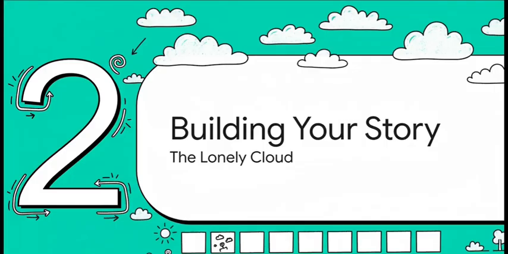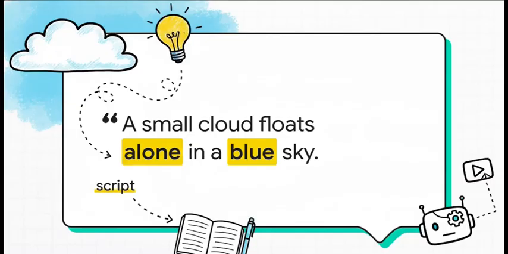Now, to make sure this all makes sense and doesn't just feel like theory, we're actually going to build a little animation together, right here and now. Let's create a story we'll call the Lonely Cloud. Every single animation, no matter how big or epic, starts with a simple idea, usually just written down in a script. For our first scene, the instruction is just this: a small cloud floats alone in a blue sky. That's it. That's our entire starting point.